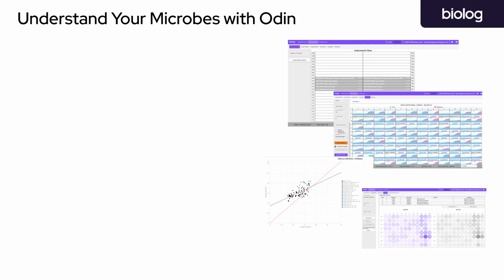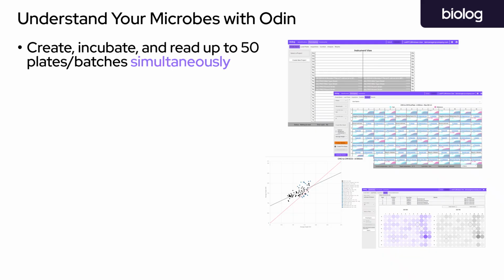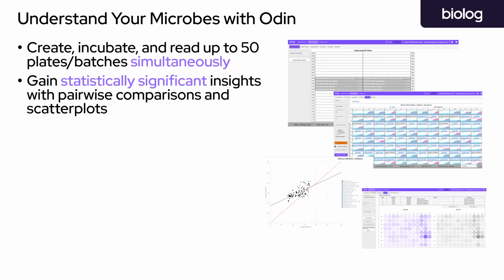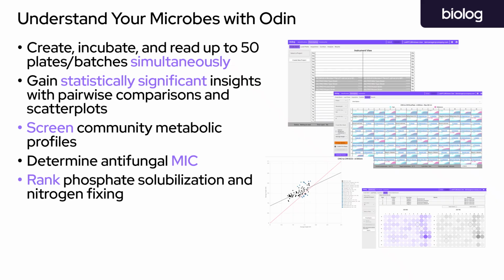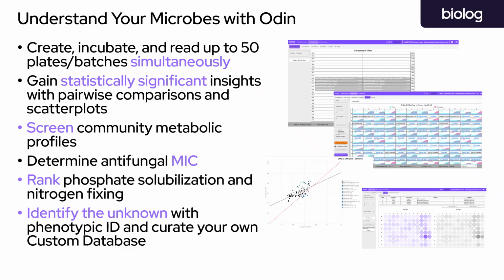For instance, you can create and read up to 50 plates simultaneously, meaning that many projects can be running at once. You can get statistically significant results comparing samples' growth curves and generate scatter plots. You can screen your community's metabolic and growth profiles, determine minimum inhibitory concentration, rank rhizosphere microbes for phosphate solubilization and nitrogen fixation, and identify over 3,000 bacteria and fungi, just to name a few features. While there's a lot of exciting possibilities with the Odin software, today we're going to be focusing on just community analysis.